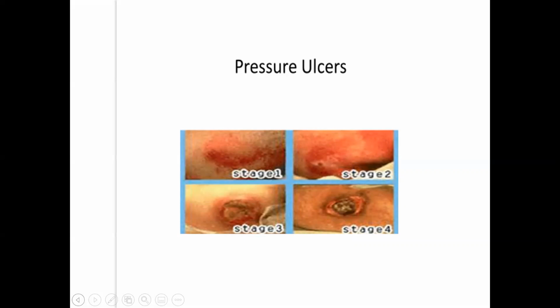Darker skin may not look red, but may appear to be a different color than the surrounding area. The area may be swollen, painful, firm, soft, or warmer or cooler when compared to other areas around it. Again, you have to know what stage 1 looks like, and it is redness.